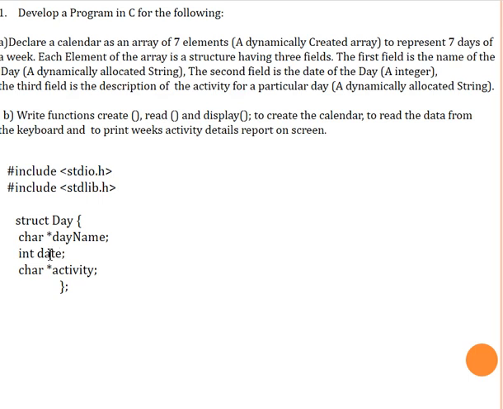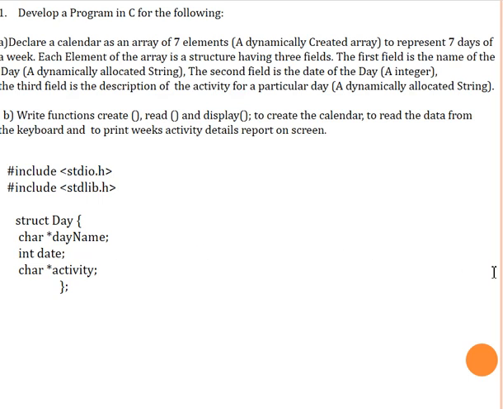Here we are defining a structure with the name day. This structure day has three members: the day name, the date as well as an activity. The day name we define as a pointer to a string for the day's name. It's a pointer variable, and the date is an integer to store the date, and the character activity is a pointer to a string for the day's activity.